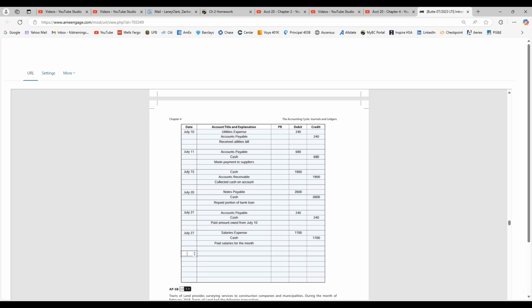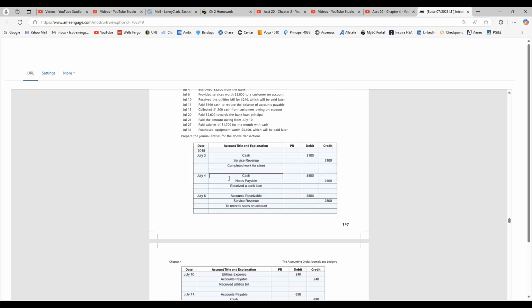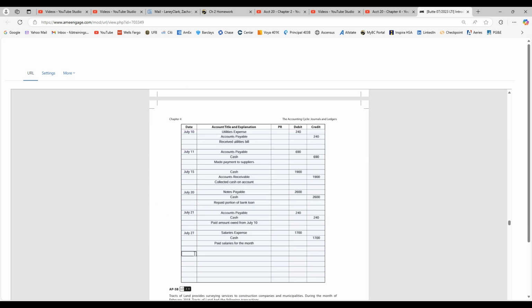And then last transaction here, the 31st, purchase equipment worth $3,100. Again, very important, which will be paid later. So note that we're going to have a liability in that regard. And we purchase the equipment, so our asset goes up. And then we're going to record an accounts payable liability. And we can say purchased equipment on account.